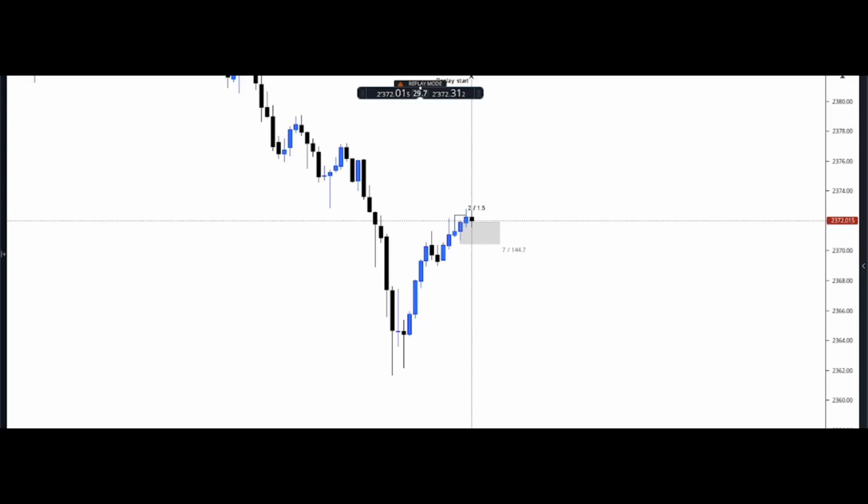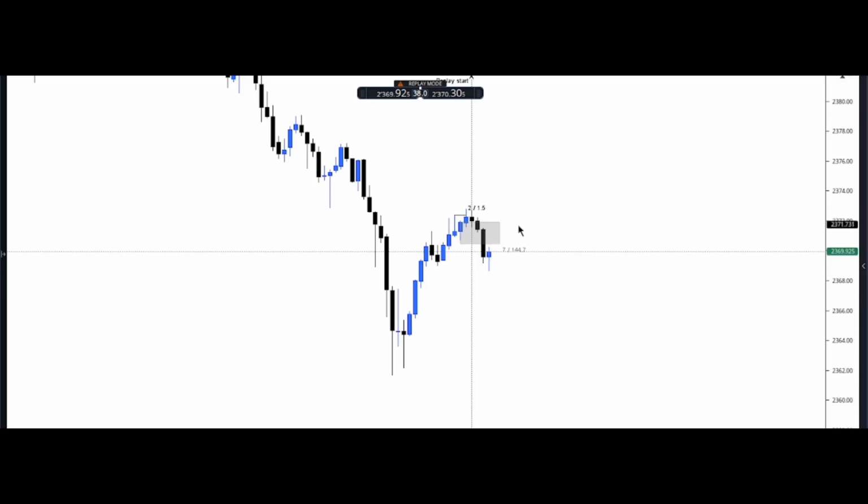So let's continue to play price and see what happens. As you can see, price has violated this zone here, and price has closed below it. Now once that happens, you look for your fair value gap. Where is your fair value gap?